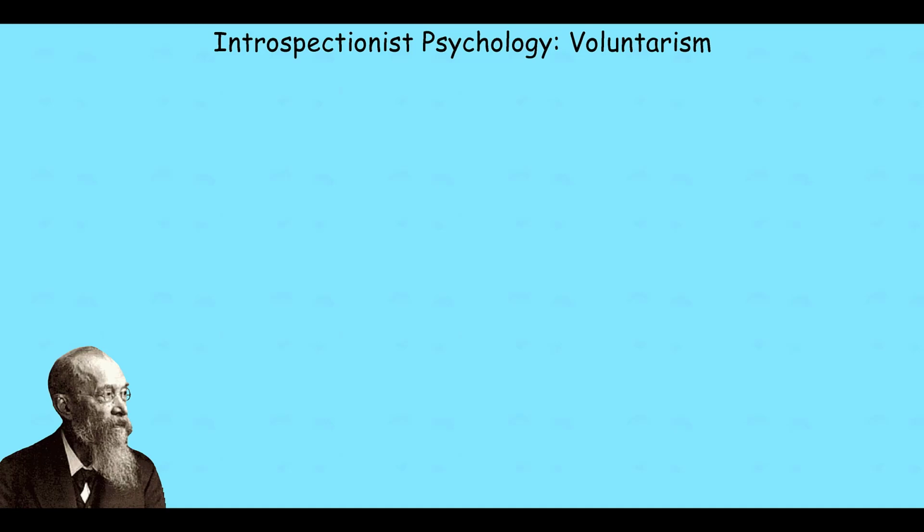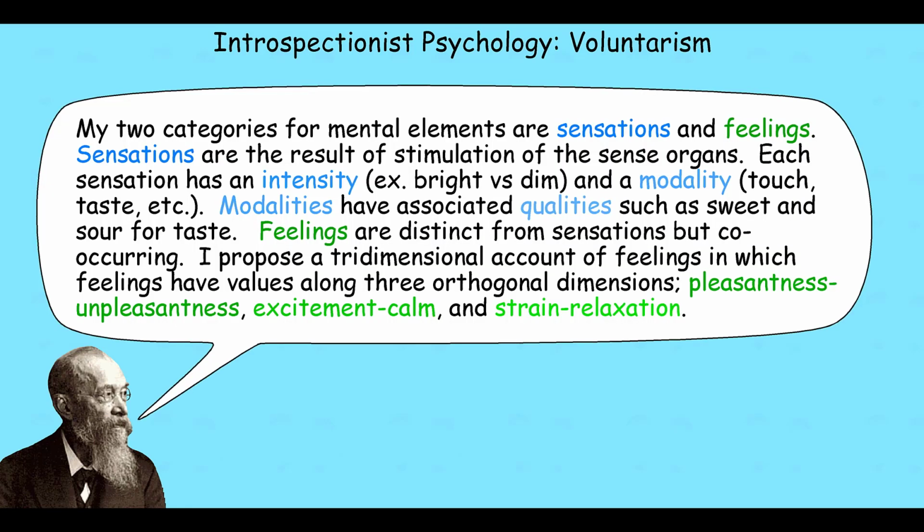Consistent with the mental chemistry view, Wundt attempts to develop and operationalize an elaborate set of categories to describe the basic elements of perception and apperception. His two categories for mental elements are sensations and feelings. Sensations are the result of the stimulation of sense organs.